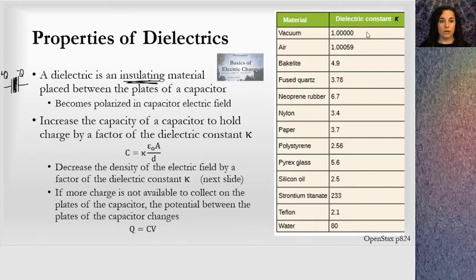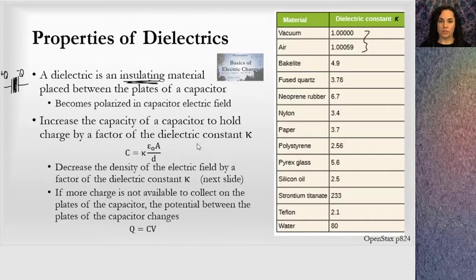If there's just air or a vacuum, you can see that the value is 1. Remember, air is a very good insulator, so it has a very small dielectric constant. We can see that other materials, listed here in alphabetical order, have various dielectric constants. Whatever this value is, you just put it in here, and it's a multiplier for that capacitor. All of them are greater than 1, so the capacitance will always increase. You're increasing the capacitor's ability to hold charge.